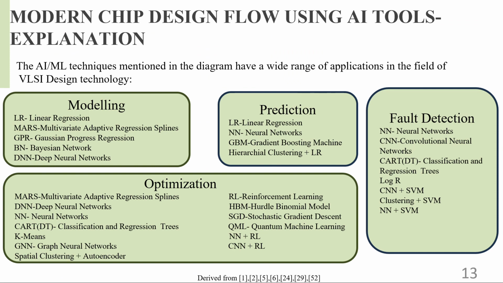The first one is for modeling. Some of the techniques used for modeling are linear regression, MARS, GPR, Bayesian network, and deep neural networks. Linear regression can be used for estimating model parameters. It simplifies the process. MARS is useful for modeling complex relationships between design parameters and performance metrics. GPR is effective when modeling performance under varying conditions. It deals with noisy data.